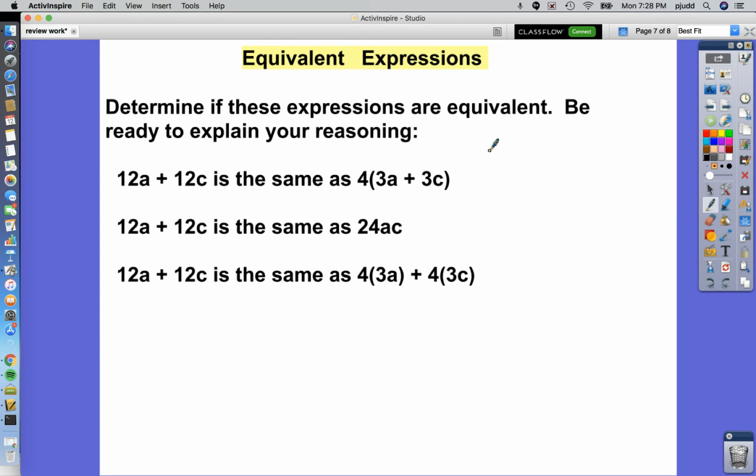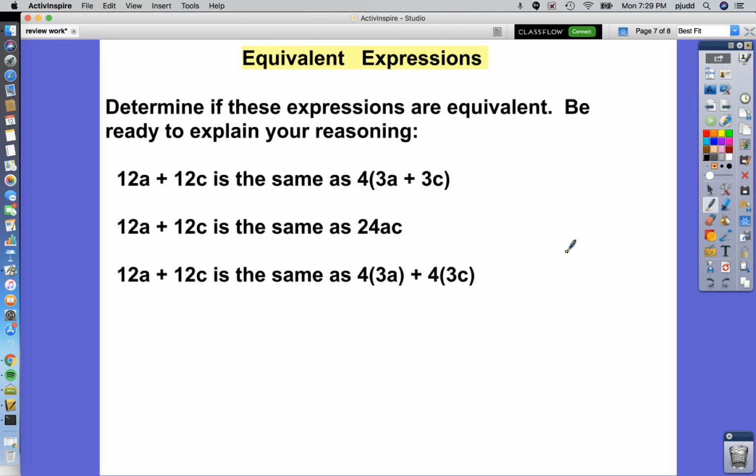Equivalent expressions. Determine if these expressions are equivalent and be ready to explain your reasoning. Well, I have 12A plus 12C. Is that the same as 4 times 3a plus 3c? 12a plus 12c, is that the same as 24 times a times c? 12a plus 12c, is that the same as 4 times 3a plus 4 times 3c?